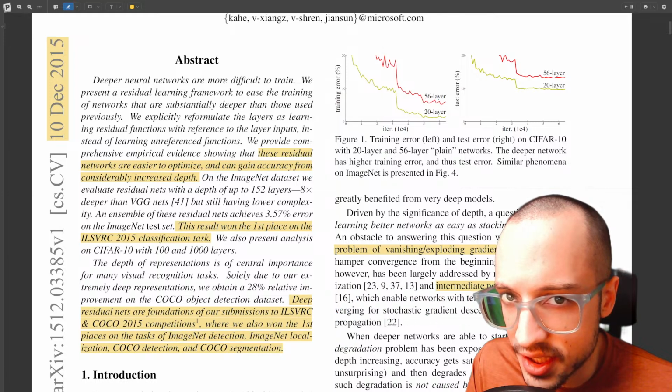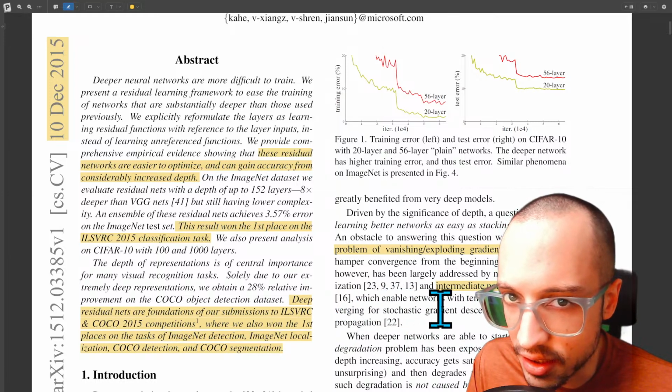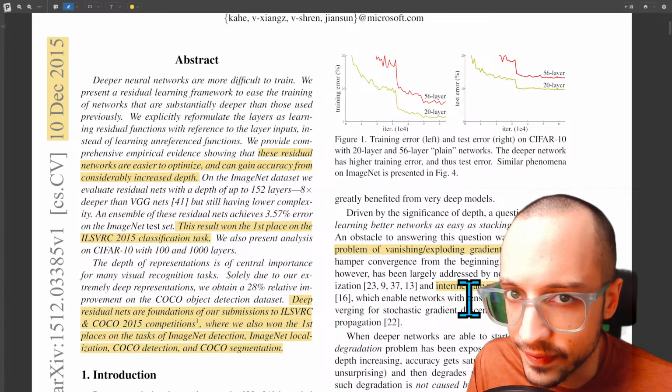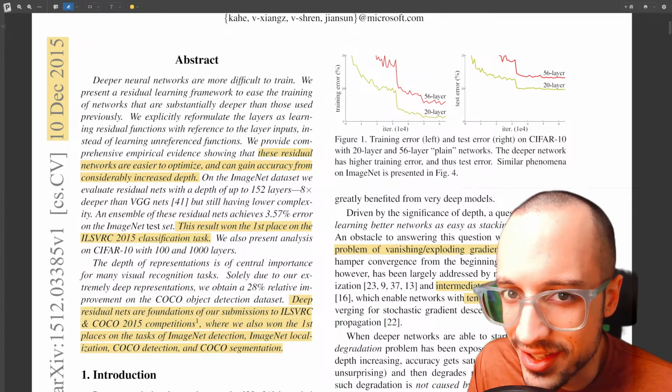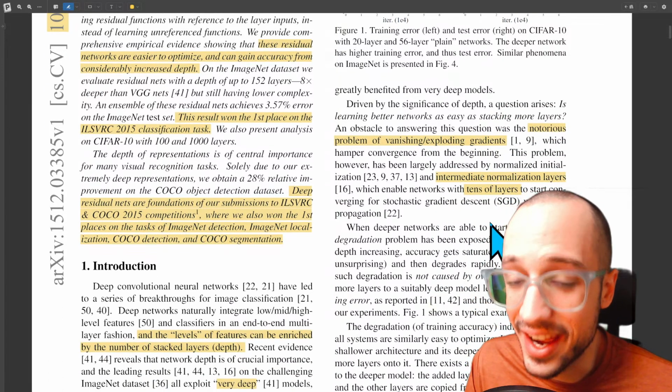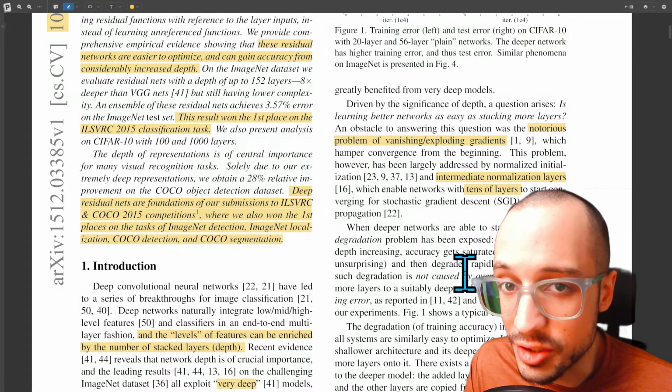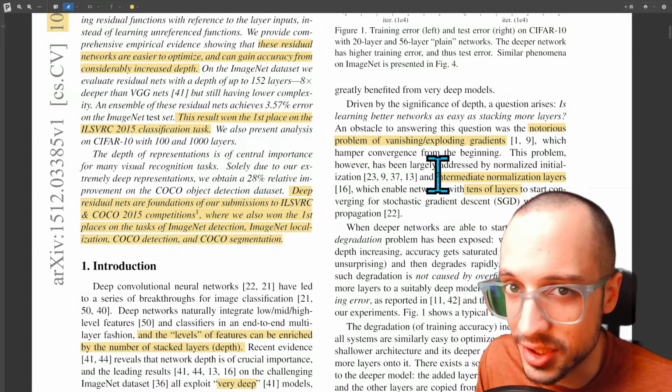Which enables networks with tens of layers to start converging for stochastic gradient descent. I mean, this is cute. Tens of layers. You know, now ResNet 101 has hundreds of layers, right? And transformers even more than that.